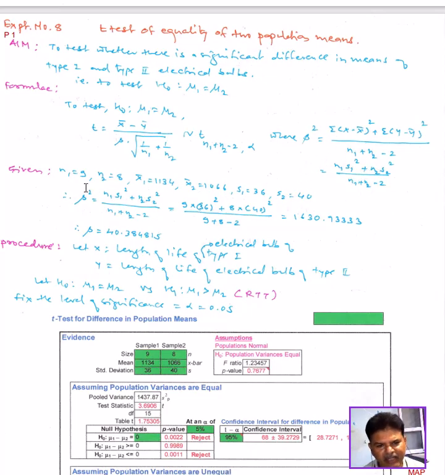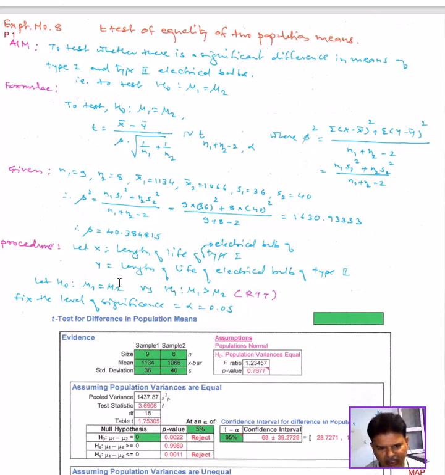So what is n1? n1 is 9, n2 is 8, x bar 1 is 1134, x bar 2 is 1066, and s1 is 36, s2 is 40. If we apply the formula, s square is n1 s1 square plus n2 s2 square divided by n1 plus n2 minus 2. What are we getting? We are getting the value 1630.93. If you take the square root of this, it comes out to be 40.38. So this value is there.